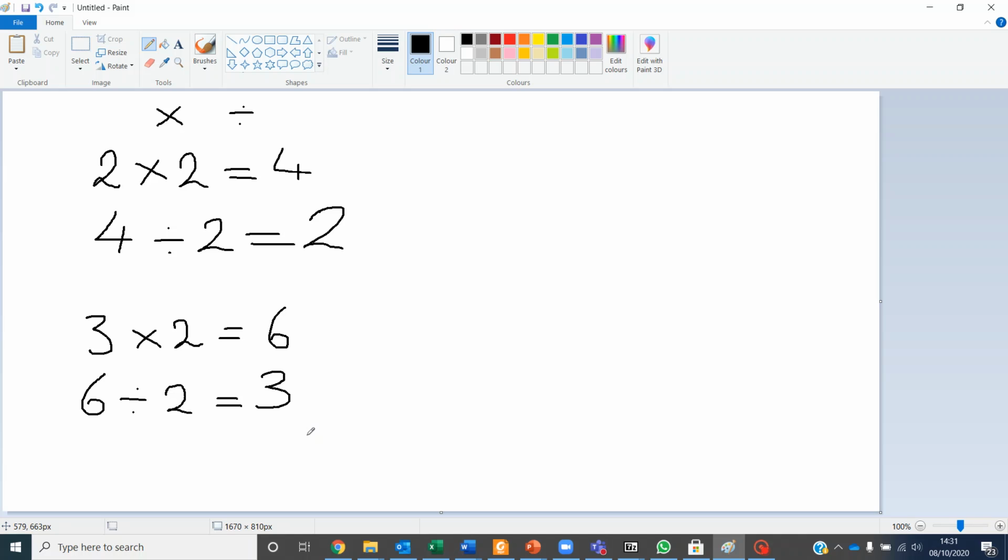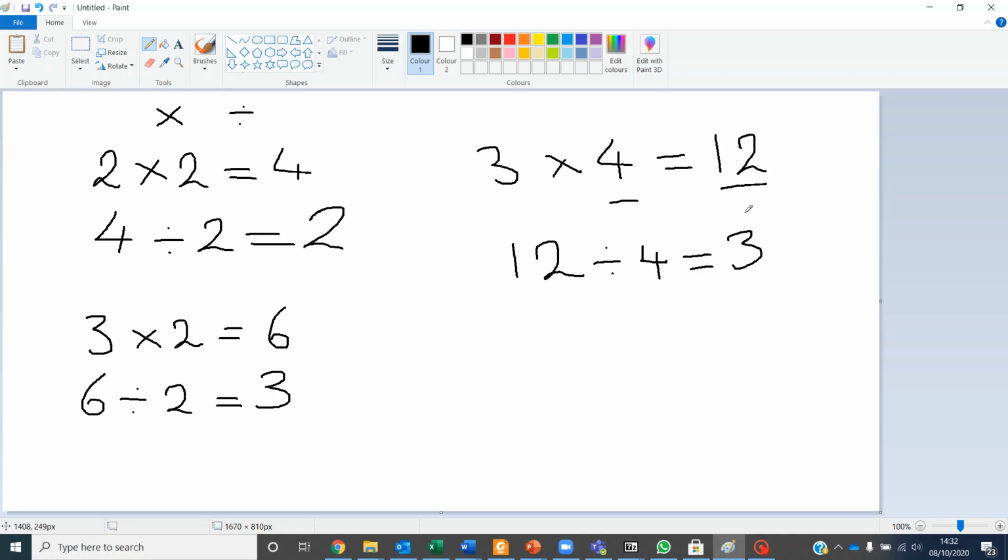So if you know your times tables and you know you can flip around your multiplication into division, you can flip the sum around and get your answers that way for division. Also, if you have something like, let's say 3 times 4 is 12, you can flip it like we have been doing. We've been doing it in order. You can go 12 divided by 4 equals 3. Just writing it backwards like we have been doing there.